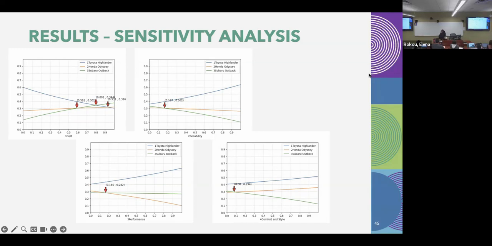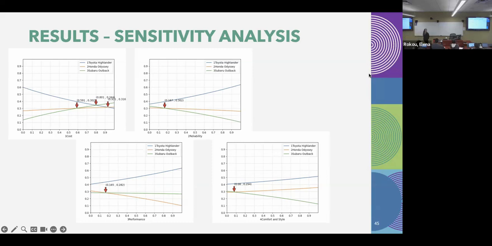Performance. That's a nice one. No matter what you do, Toyota is much better with respect to performance than the other two. There is nothing that the performance can affect the final result. Performance cannot affect the final results for the first one. Comfort and style cannot affect the results, and now reliability as well. In other words, only the cost can make the first option become second at some point.